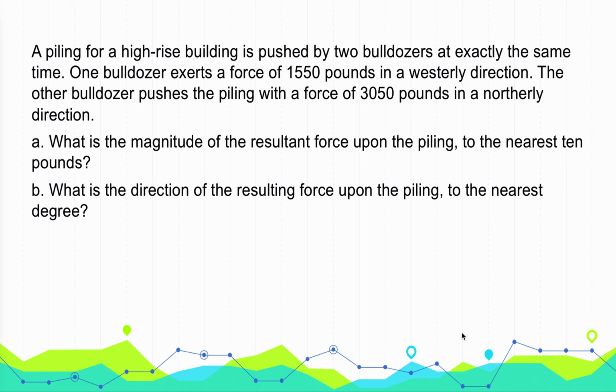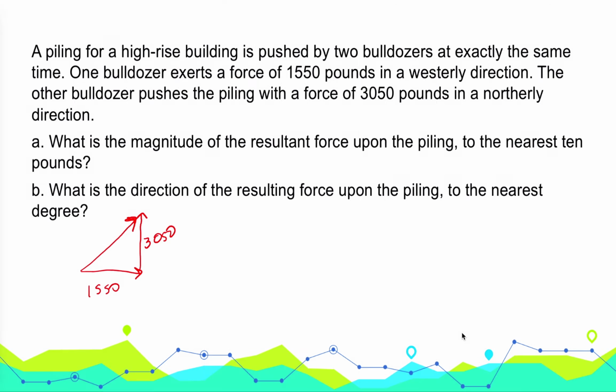A piling for a high-rise building is pushed by two bulldozers at exactly the same time. One bulldozer exerts a force of 1,550 pounds in a westerly direction. The other bulldozer pushes the piling with a force of 3,050 pounds in a northerly direction. What is the magnitude of the resultant force upon the piling to the nearest 10 pounds? So we have a force of 1,550 pounds in a westerly direction and 3,050 pounds in a northerly direction.